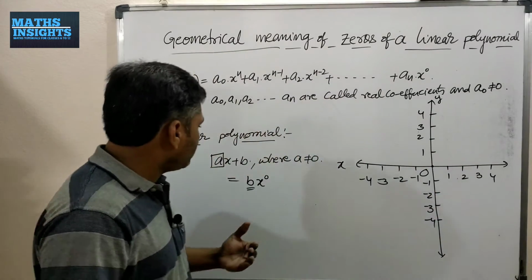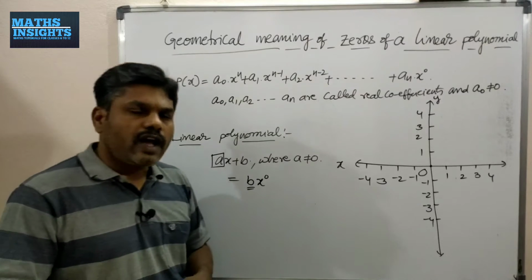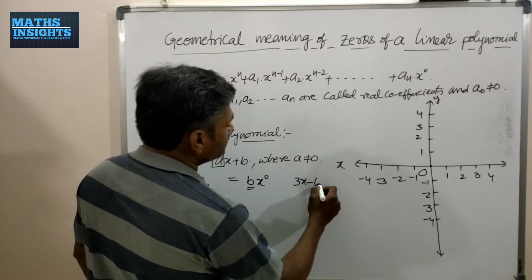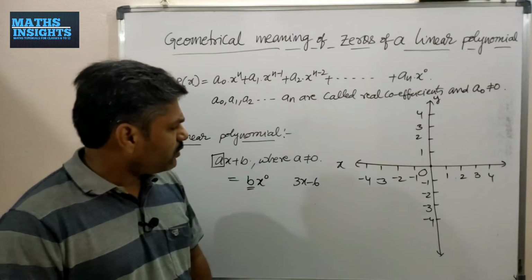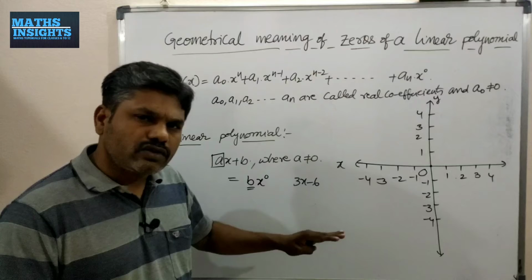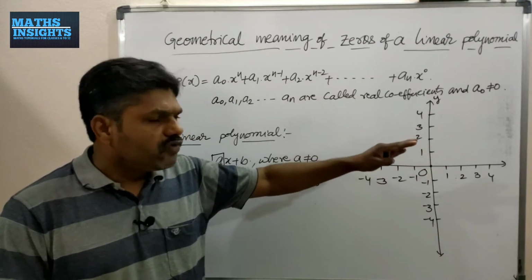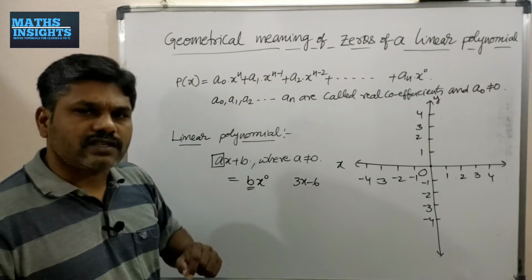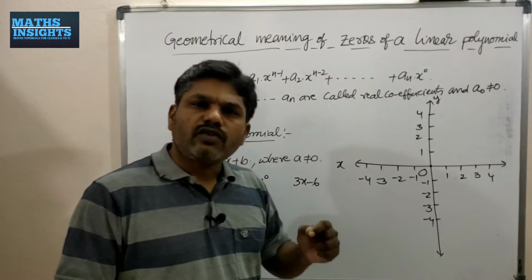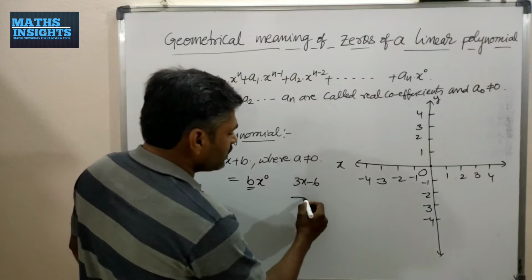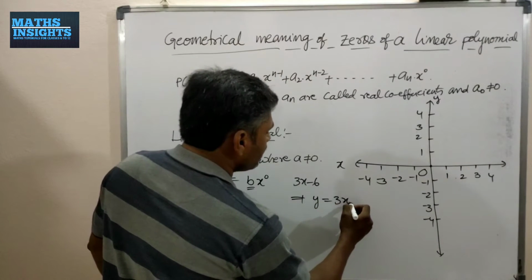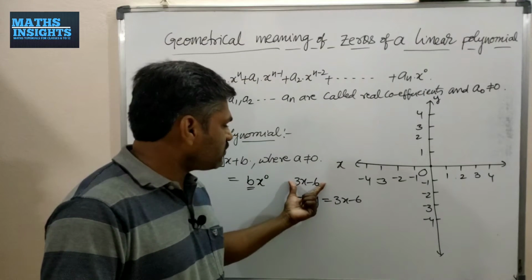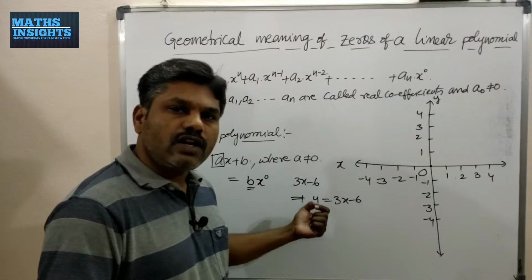Okay, coming to our linear polynomial, I am taking a linear polynomial, that is 3x minus 6. This is a linear polynomial. How to draw it I will explain now. Then we will take another example. We will clearly find the zeros of the polynomial. This 3x minus 6. See, when you want to draw, you have to equate it to y. Why? Because in the graph you have to have x and y coordinates. That's why the value of this polynomial should be equated to y.